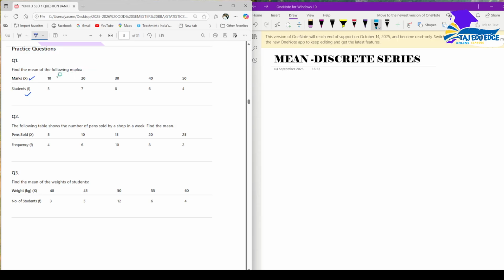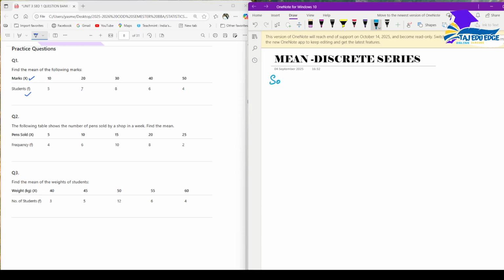Assume that there are 10 students: 5 students who have scored 10 marks, 7 students who have scored 20 marks, 8 students who have scored 30 marks, 6 students who have scored 40 marks, 4 students who have scored 50 marks. So here they have given the number of students who have scored some specific marks. Based on that, we have to find the mean for discrete series. How do we find the mean for discrete series?